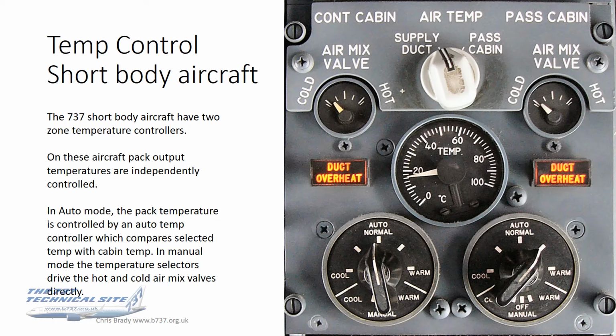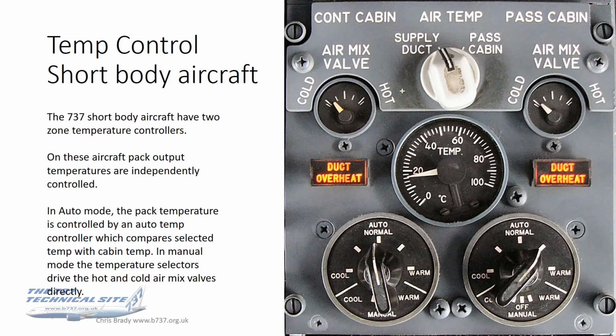So, a word on temperature control, dealing first with the short body aircraft. The short bodies, which were the original setup on the 737, have got 2-zone temperature controllers, and on these aircraft, the pack output temperatures are independently controlled. So the left temperature controller controls directly the left pack temperature, and the right one the right pack output temperature.